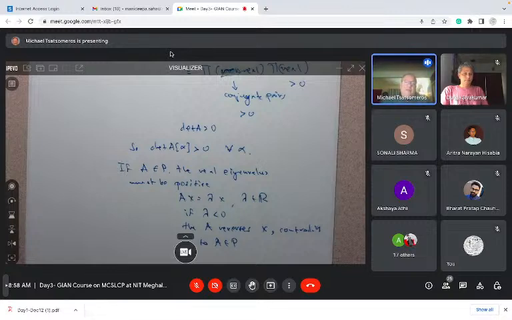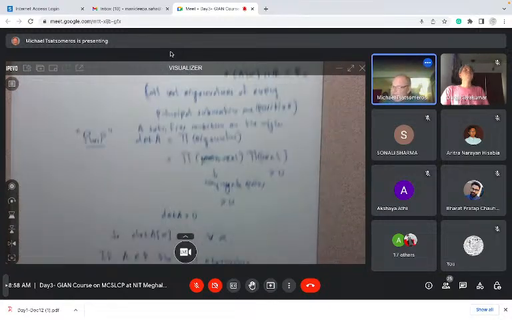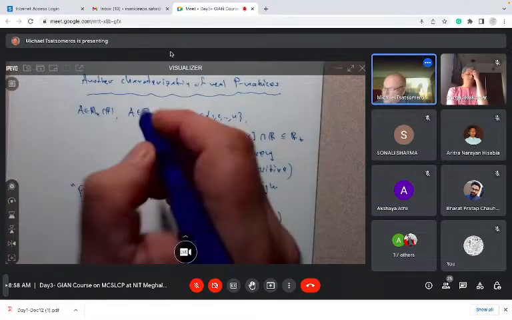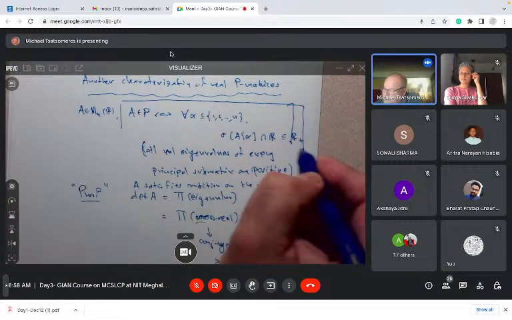Same applies to all the principal submatrices, because if A is in P, all the principal submatrices are in P. So therefore, none of the principal submatrices has a negative eigenvalue. In other words, the condition on the right holds. So, in other words, this is a nice way of thinking about P matrices.